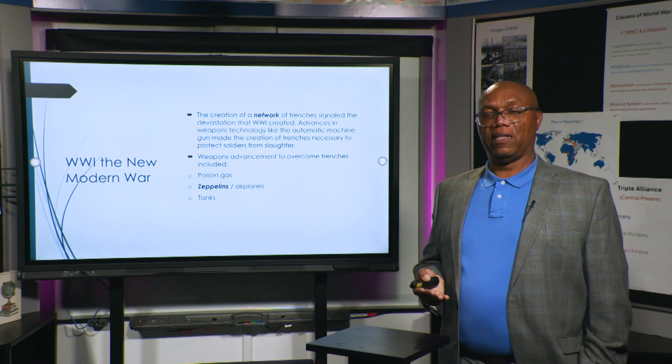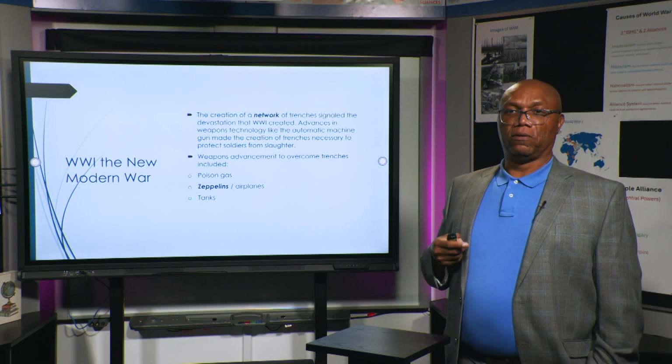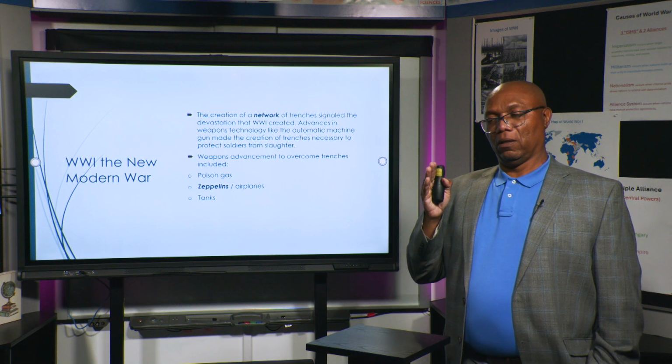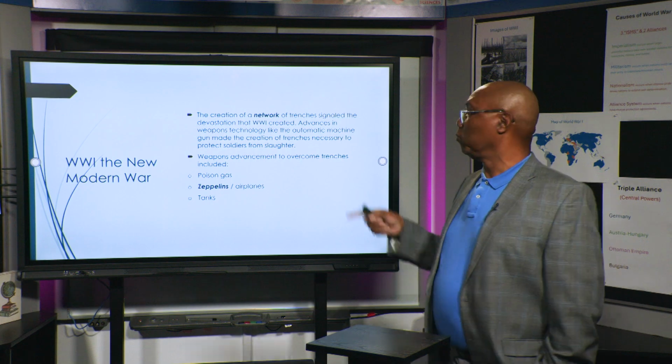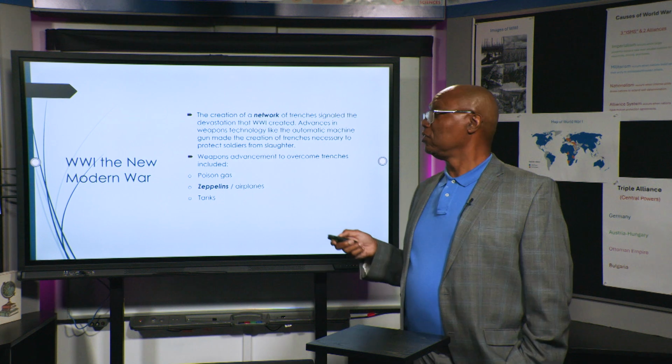In order to offset that, especially the machine gun fire, trenches were dug, and men would be in those trenches. We're going to find that the fighting is going to drag on because of that trench warfare. Weapons advancement to overcome the trenches included poison gas, zeppelins, and airplanes used in battle. And then the tank would pretty much wipe out trench warfare, because you could use the tank to overrun trenches.